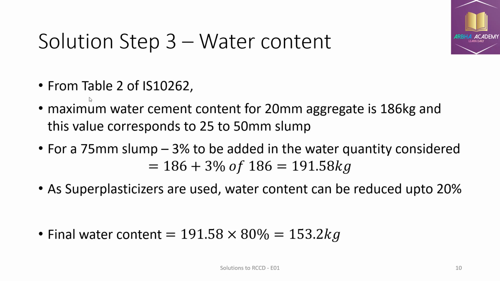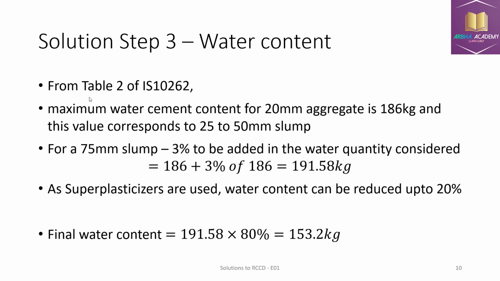Step 3, water content determination. As we have fixed our water cement ratio as 0.45, and we have also determined the maximum nominal coarse aggregate size as 20 mm, the maximum water content as per table 2 of IS 10262 is 186 kg. That corresponds to a slump value of 25 to 50 mm. If we consider 75 mm slump, then there needs to be an increase of 3% in the water content. So 186 plus 3% of 186 is 191.58 kg.